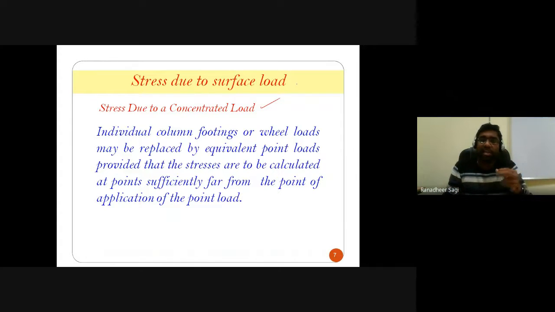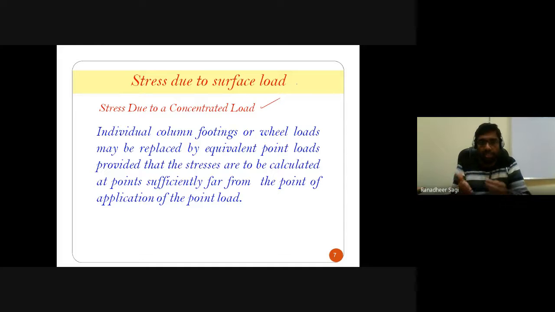Let's say when we are looking at the condition of a column, the load coming from each individual column is considered what is called a concentrated load, otherwise also called a point load. So we take your column load as equivalent to a concentrated load or point load, and accordingly we go on to understand, due to that point load, what is coming from the foundation onto the soil, because the column load gets transferred onto the foundation.